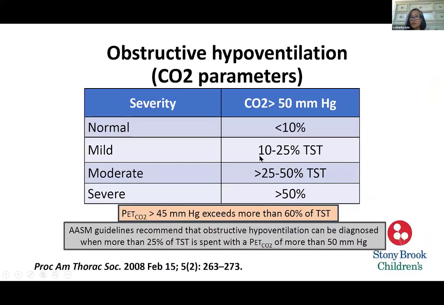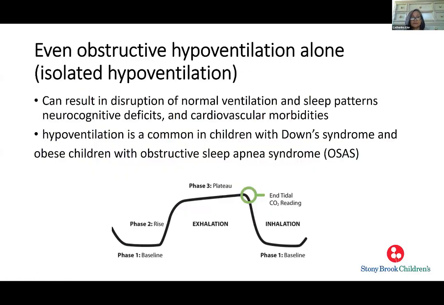So in terms of obstructive hypoventilation, again, in the severity criteria, think of it in quartiles. So you have mild obstructive hypoventilation if you have an elevated CO2 level above 50, about 10 to 25% of the time. Moderate is 25 to 50%, and severe is greater than 50%. There are some patients who might just hover in the high 40s, and if that exceeds more than 60% of your total sleep time, then that's considered obstructive hypoventilation.